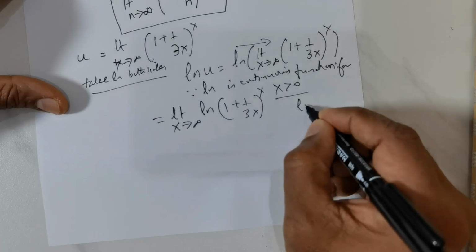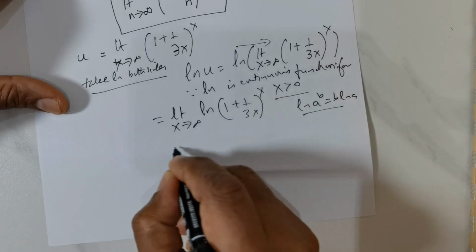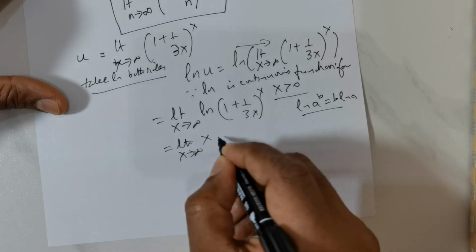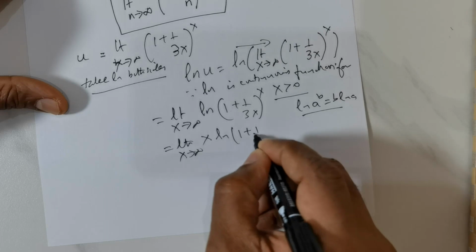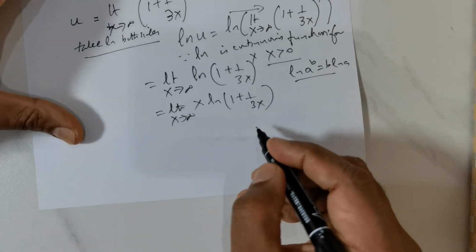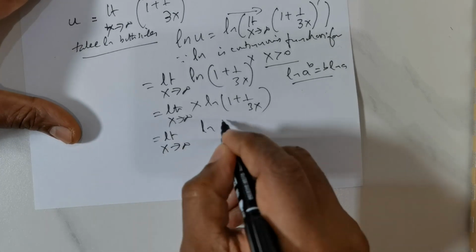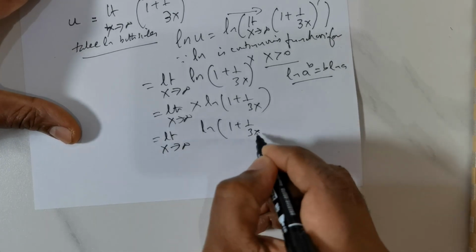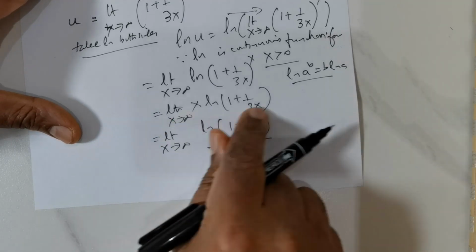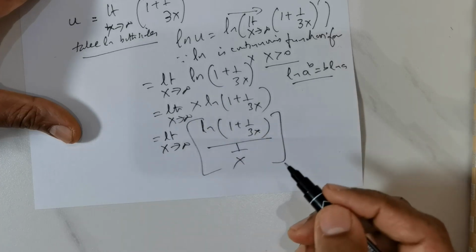Now from logarithm I know ln a raised to the power of b is equal to b times ln a. So this is going to be equal to limit x tending to infinity of x times ln of (1 + 1/(3x)). Fair enough, right? Now can I rewrite this as limit x tending to infinity of ln of (1 + 1/(3x)) divided by 1/x? If 1/x flips, I get this quantity. Yes, of course I can write this.